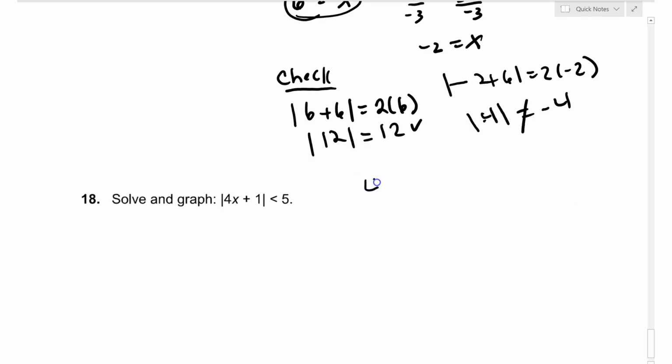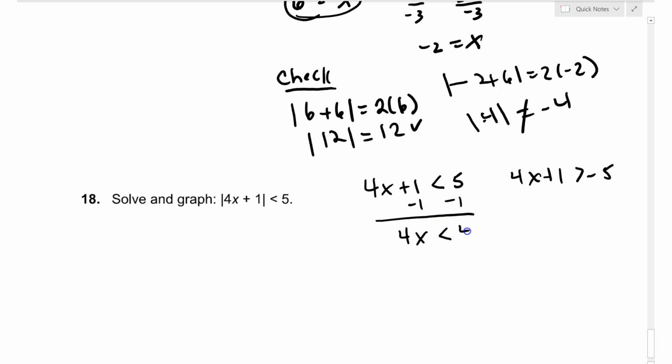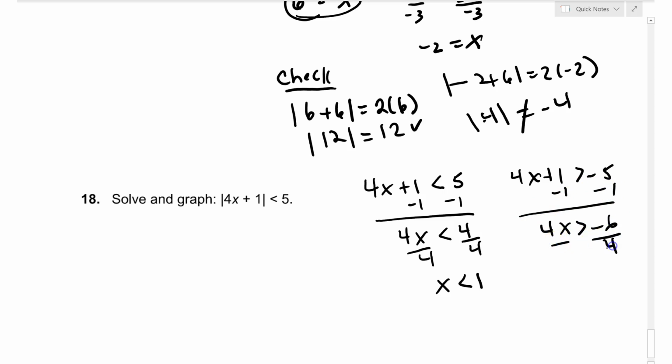So for number 18, we have 4x plus 1 is less than 5, and 4x plus 1 is greater than negative 5. I did that because we weren't adding, we were multiplying, so we're able to do the two possibilities. We subtract 1. So we have 4x is less than 4. Divided by 4. So x is less than 1. Subtract 1, subtract 1. So you have 4x is greater than negative 6. Divide by 4. So x is greater than negative 3 halves.